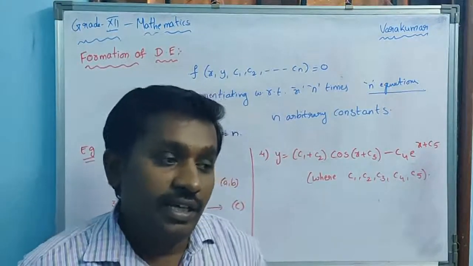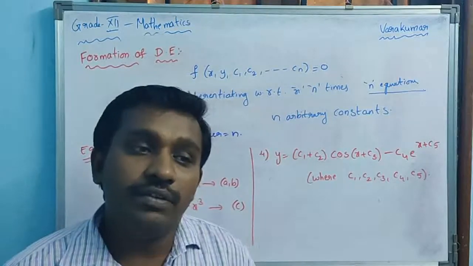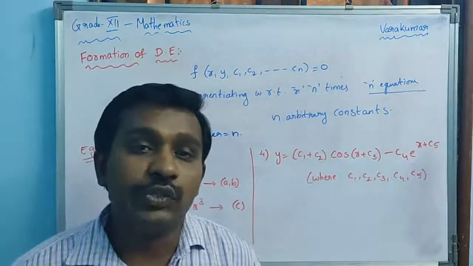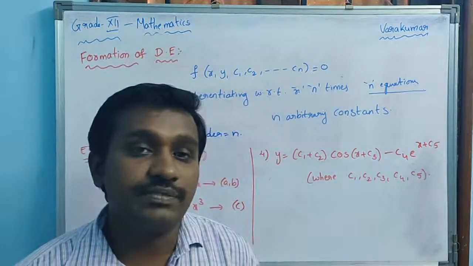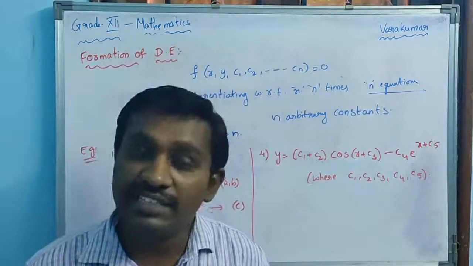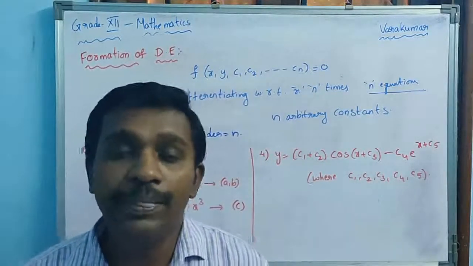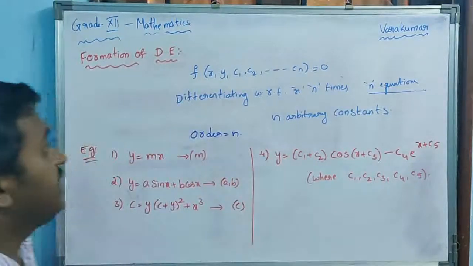Right. While forming the equation, one term will take a major role. These terms are called arbitrary constants. See how many arbitrary constants there are; that will decide the order of the differential equation. Right? Okay.